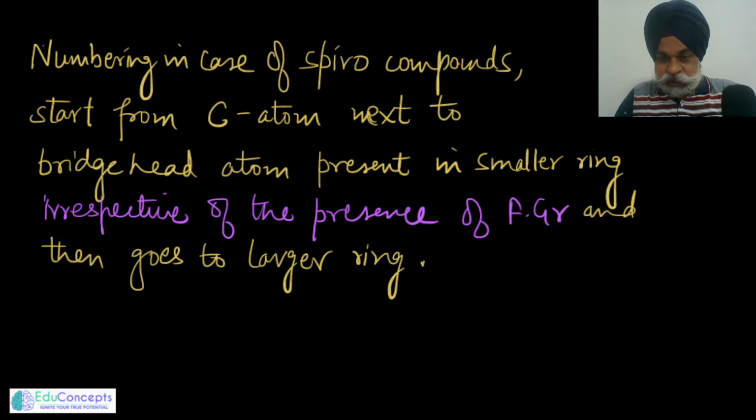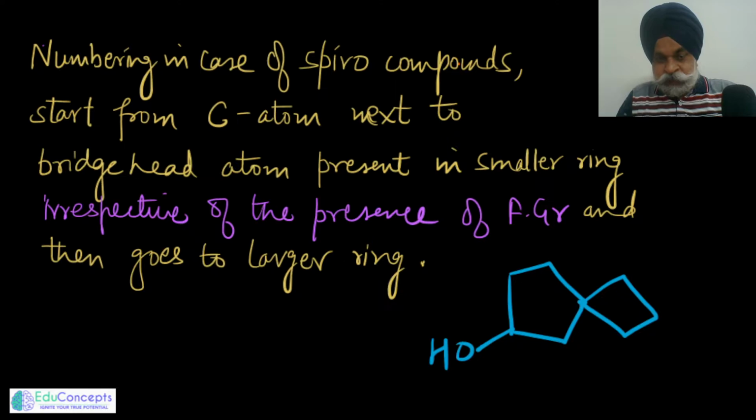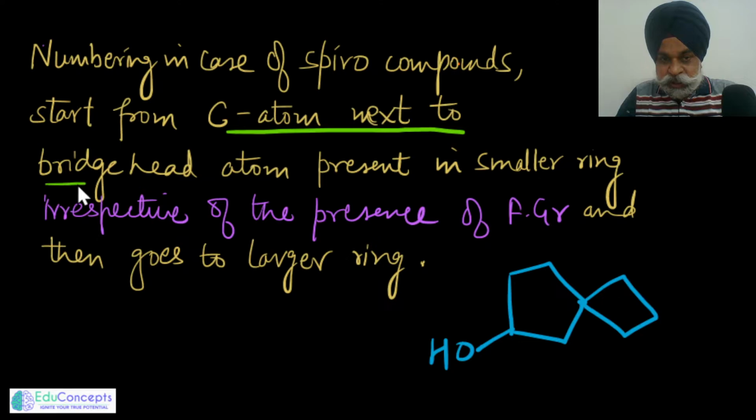Now coming to the case where it contains some functional group. Say for example, if I write a Spiro compound of this nature and place one OH group here, now how to number it? This is very, very important. The numbering in case of Spiro compounds would start from the carbon atom next to the bridgehead atom.